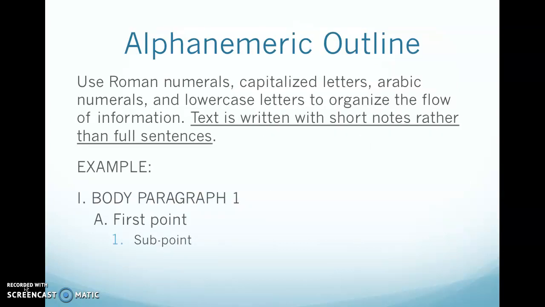This will be what's called an alphanumeric outline, which just means that you're using Roman numerals, capitalized letters, Arabic numerals, and then, if needed, lowercase letters to organize the flow of information. Here I've only got Roman numeral 1, and then a capitalized letter, and then an Arabic numeral, 1, 2, 3, 4, 5. After that, I don't think this will require you to use lowercase letters. And this is not written in complete sentences. These are short notes meant for you. This is not something that's meant to be read. This is strictly for you to organize your information before you start to write the essay.